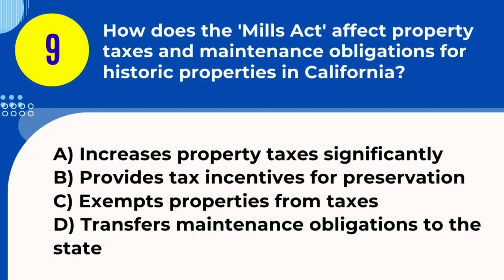Question 9. How does the Mills Act affect property taxes and maintenance obligations for historic properties in California? A. Increases property taxes significantly. B. Provides tax incentives for preservation. C. Exempts properties from taxes. D. Transfers maintenance obligations to the state.